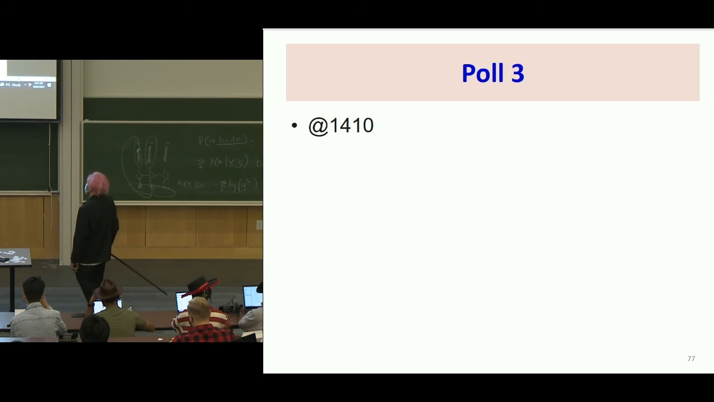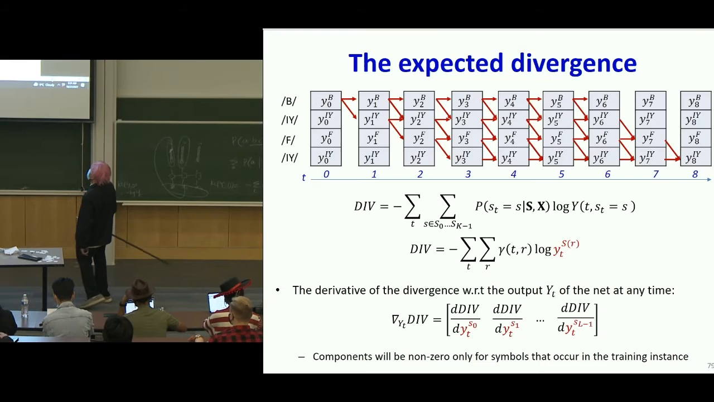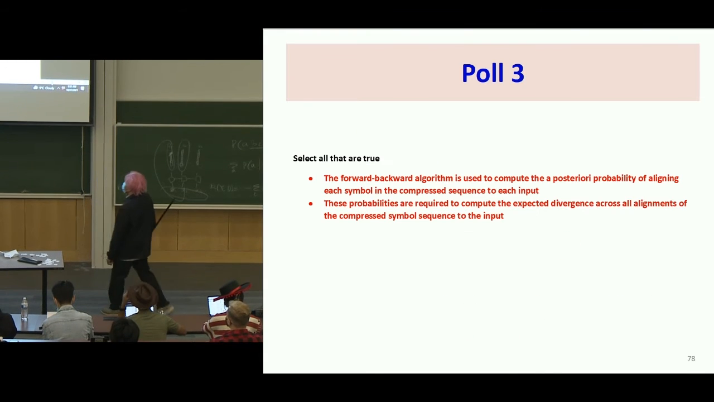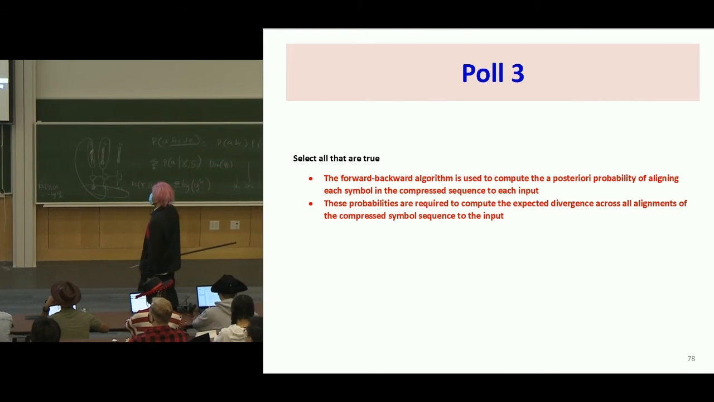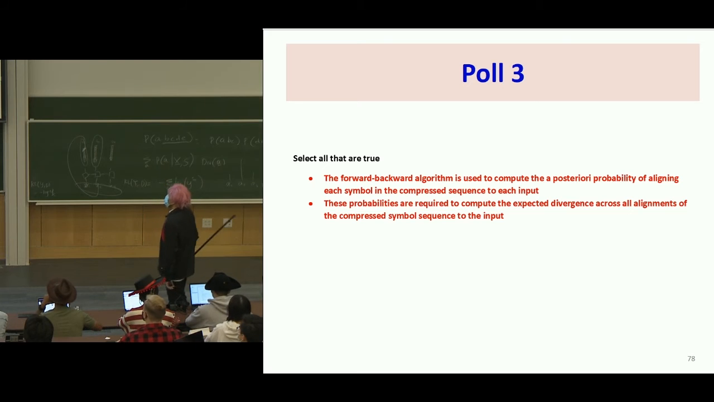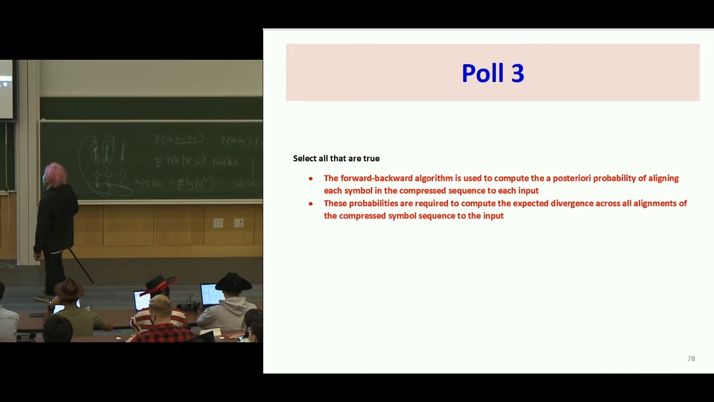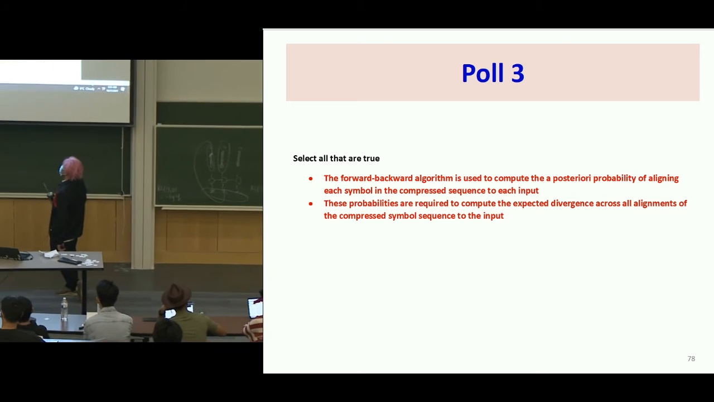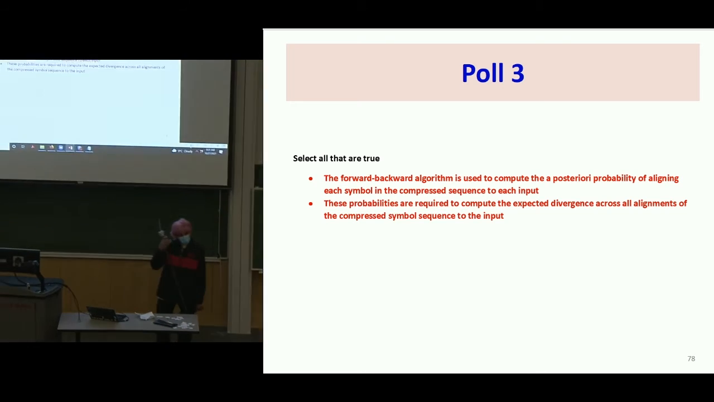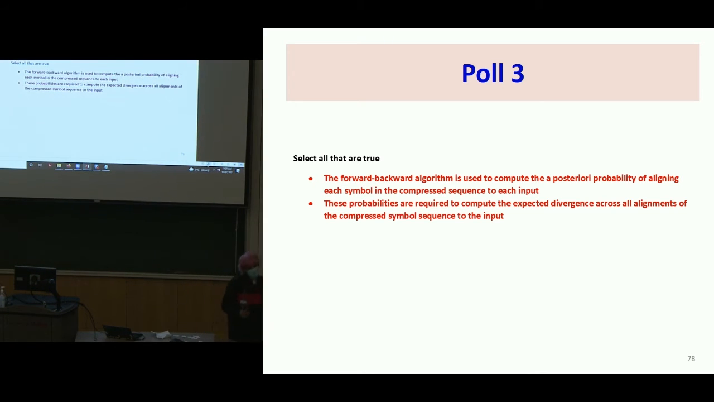And now once you've done that, we'll skip the poll. Take a look at the poll. So here's what it is. The forward-backward algorithm is used to compute the a posteriori probability of aligning each symbol in the compressed sequence to the input. These probabilities are required to compute the expected divergence across all alignments of the compressed symbol sequence to the input, because that's what we really want to compute, right?